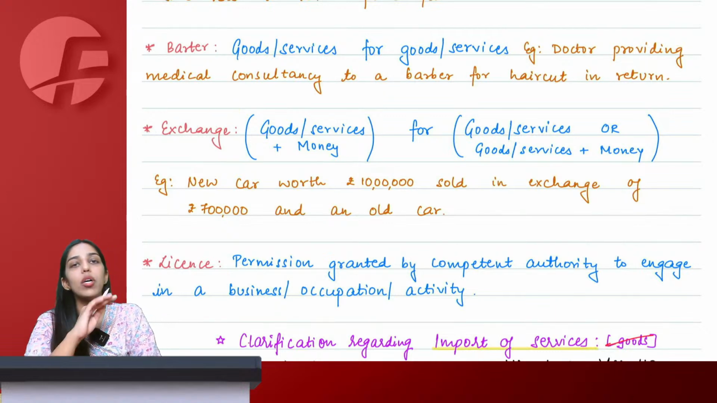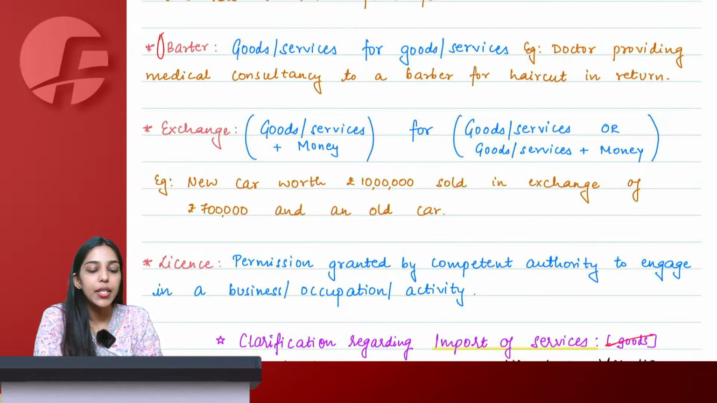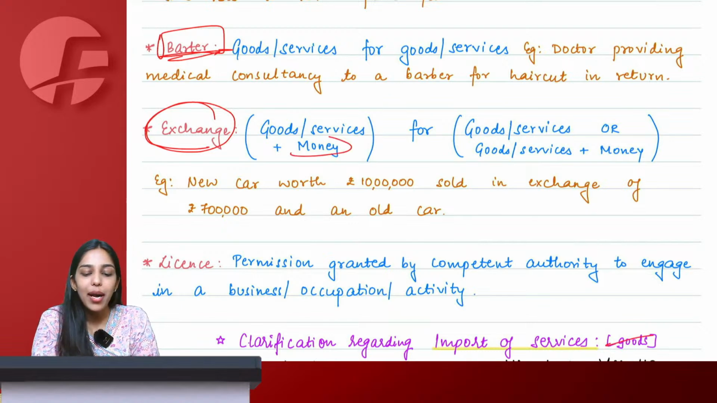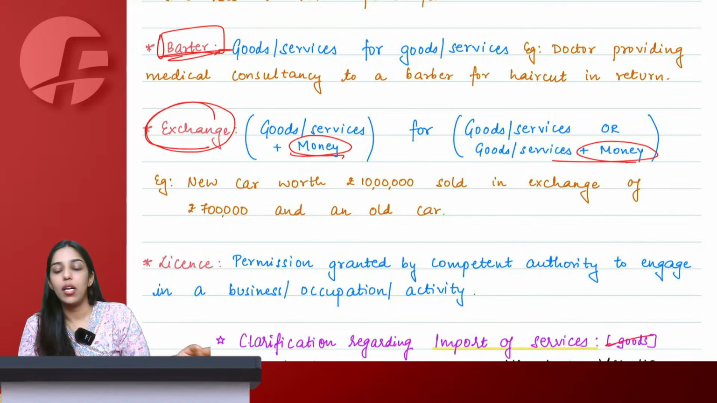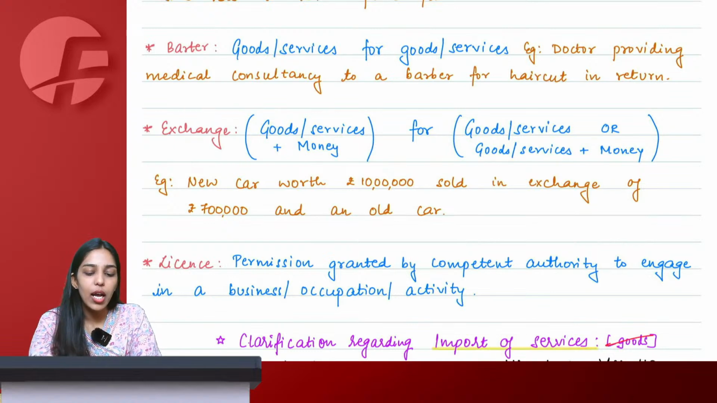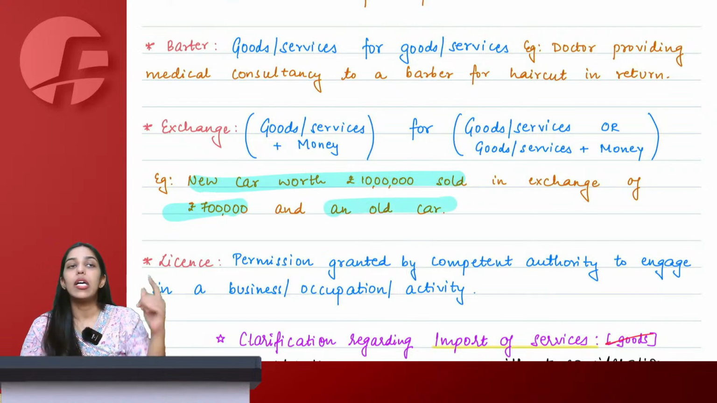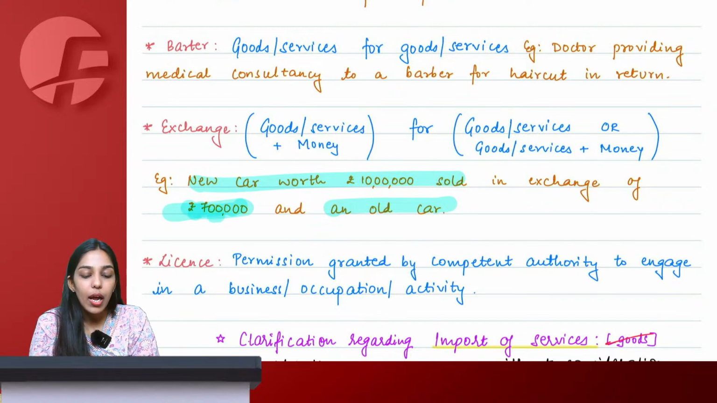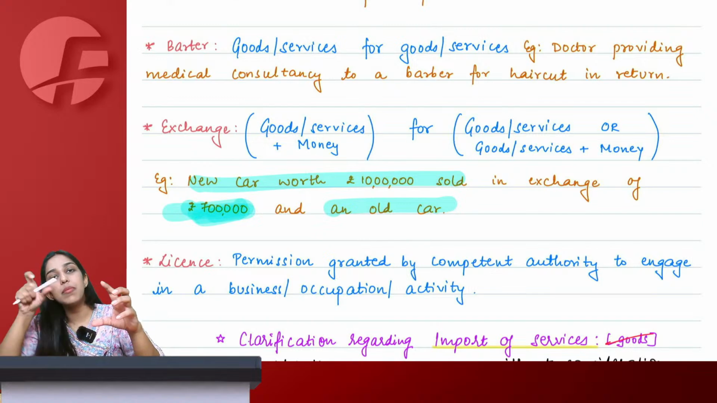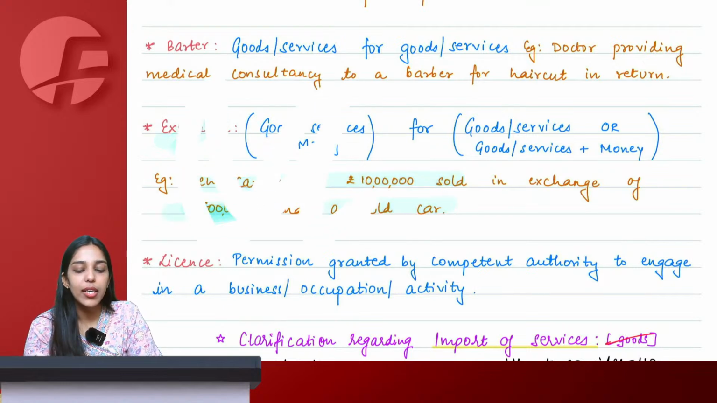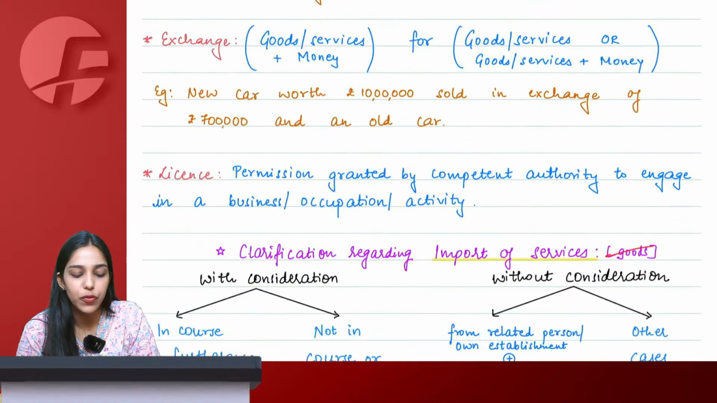There is no money whatsoever involved in barter. It is pure exchange of goods or services for goods or services. But in exchange, there might be money involved at any one leg or at both the legs. So let's say I purchased a new car worth 10 lakh rupees in exchange for 7 lakh rupees and an old car. Now this is not a barter. Car for car is a barter. Or let's say car for any other goods or service is a barter. But here at one leg there is goods or services plus money also involved. Then I would call it an exchange and not a barter. But barter and exchange, both of them are considered as forms of supply only.